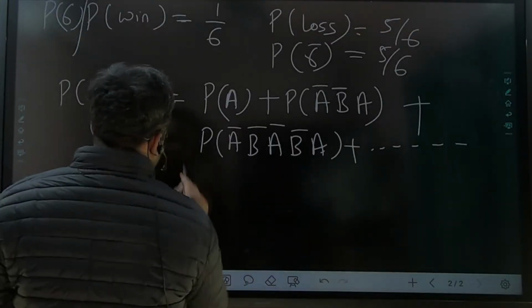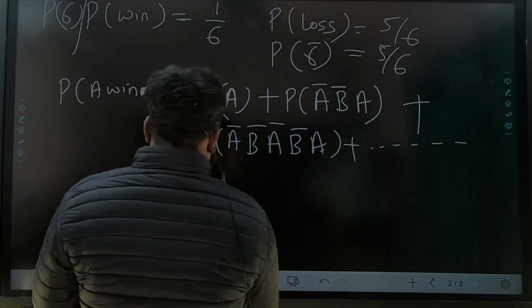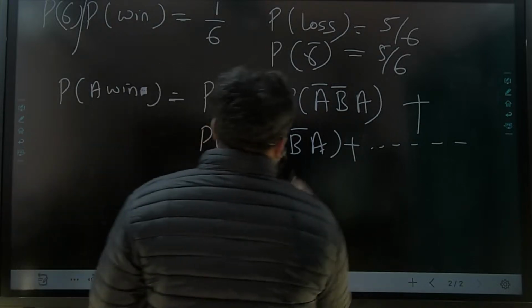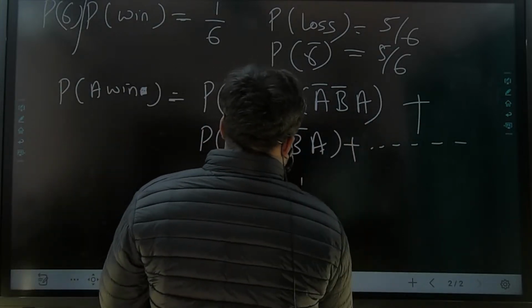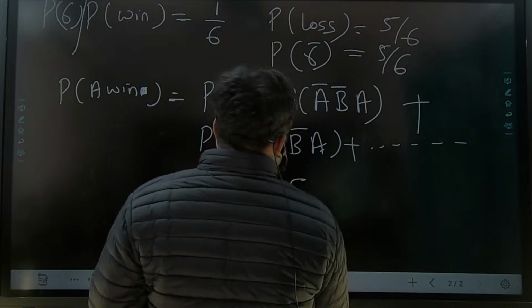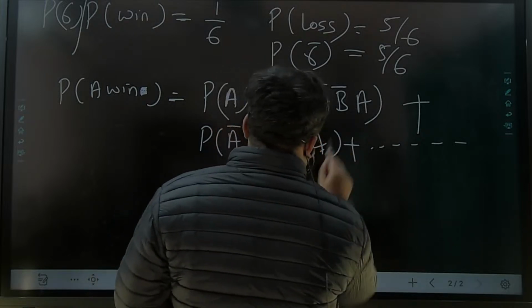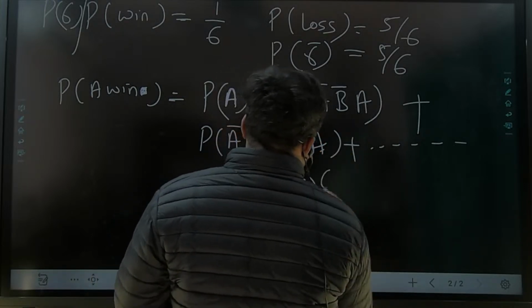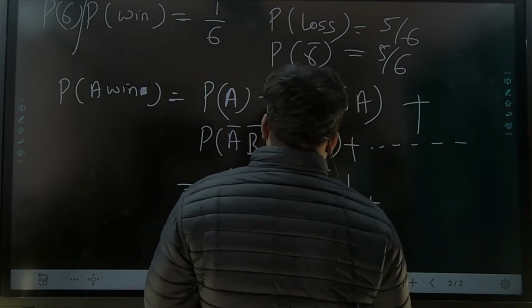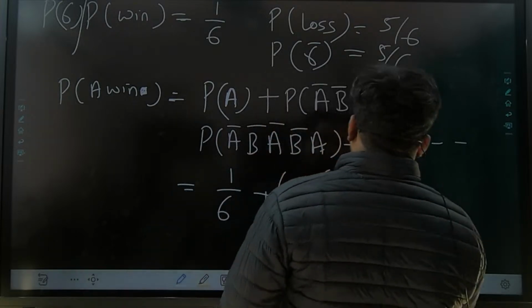So probability of A winning means probability of getting 6, so this is 1 by 6. These are independent events. So here will be 5 by 6, 5 by 6, 5 by 6 whole square, and this is 1 by 6. This will be what? 4 times 5 by 6 should be getting.